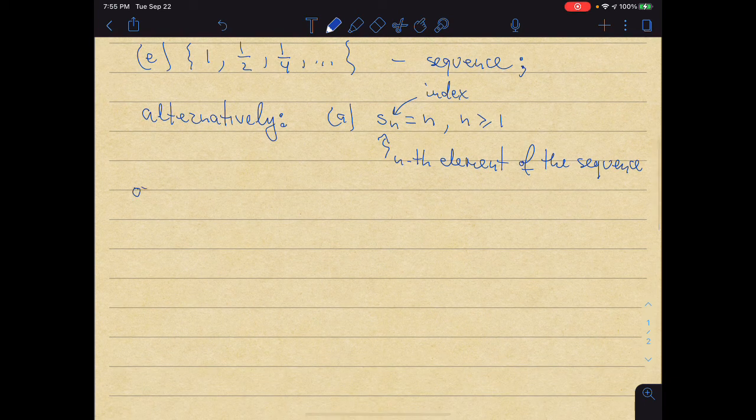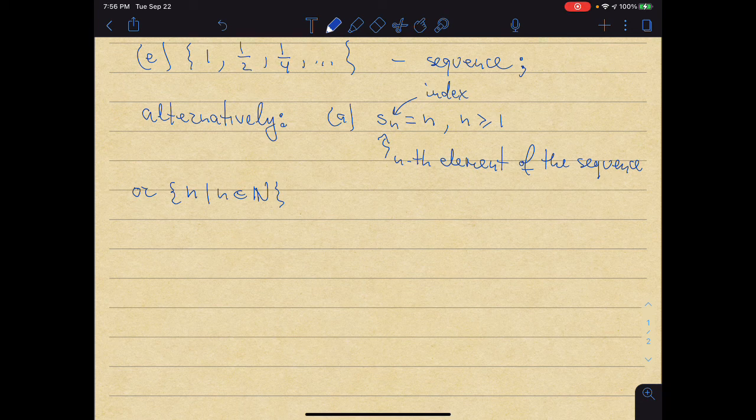Alternatively, I can specify the same sequence in this way, just saying n, where n is in N. So as n goes from 1 to infinity, along all natural numbers, in this way I'm specifying a set, and I'm assuming that I put all the elements of the set in order.